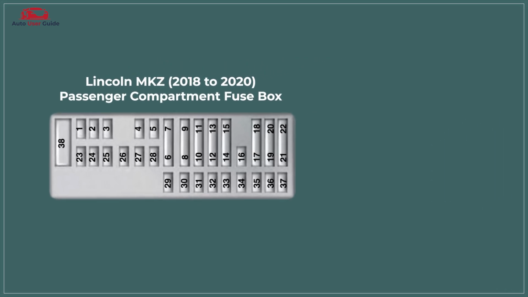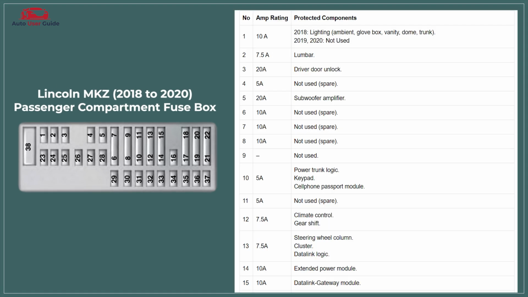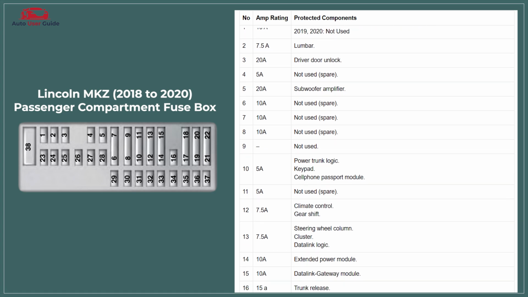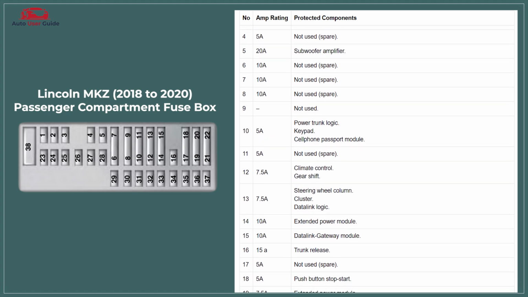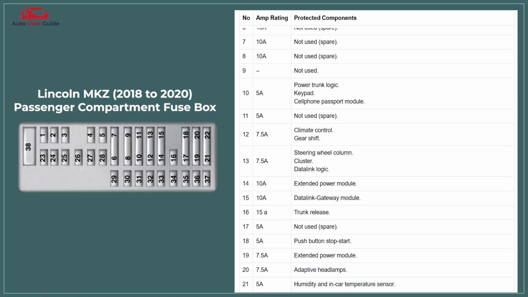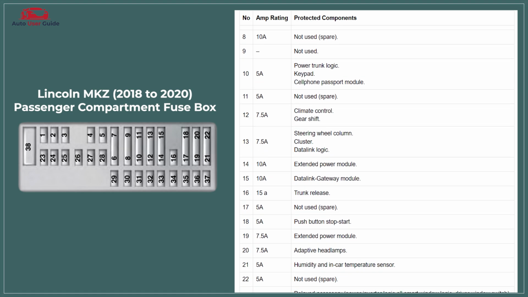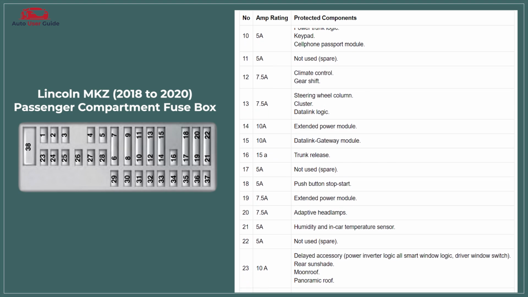The passenger compartment fuse box in the 2018 to 2020 Lincoln MKZ controls features like ambient lighting, power windows, power mirrors, and memory seats. It also protects the infotainment system, heated steering wheel, adaptive headlamps, and central locking. With clearly labeled micro and mini fuses, it ensures reliable function of interior comfort and convenience systems.